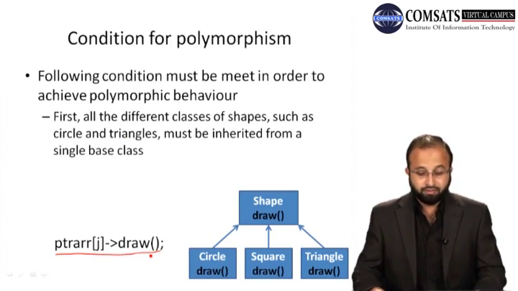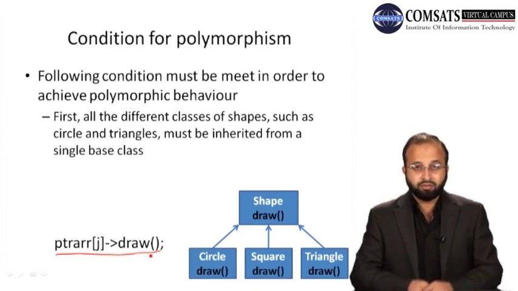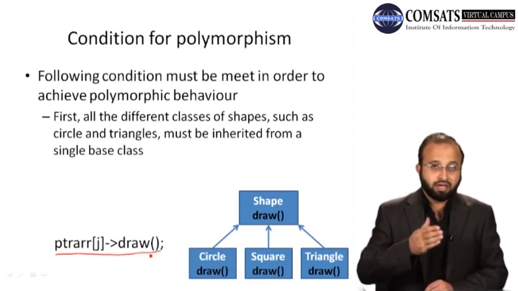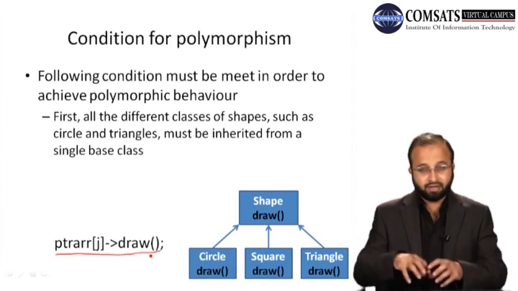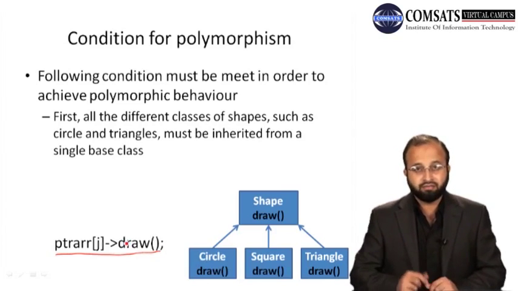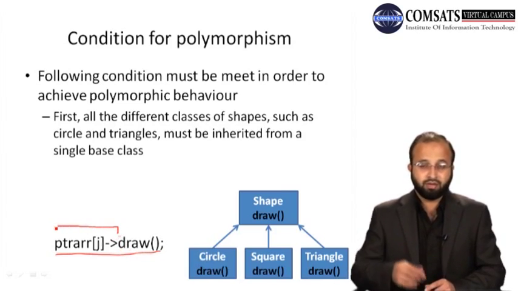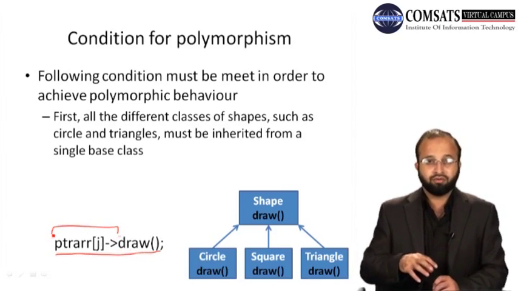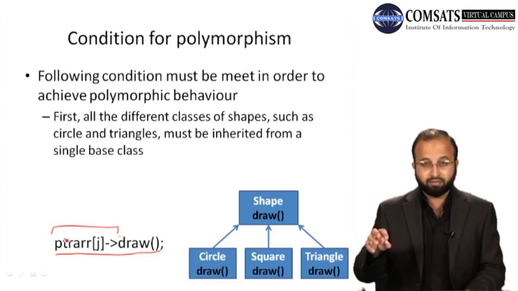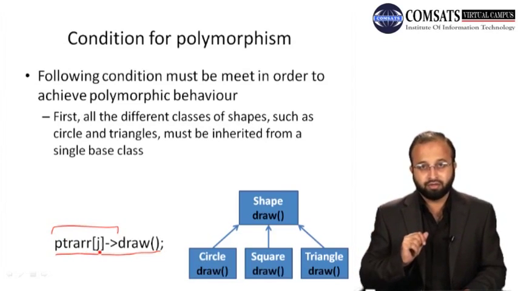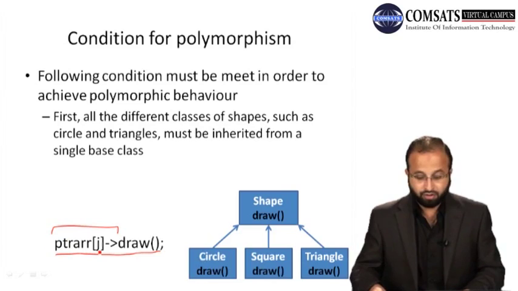First, all the different classes of shape such as circle and triangle must be inherited from a single base class. जितनी भी classes इसमें use हो रही हैं, जिन classes के आप ऑब्जेक्ट बनाना चाह रहे हैं और अरे में रखना चाह रहे हैं उनके एड्रेसेस, and then in the loop you execute the same function. उन तमाम ऑब्जेक्ट्स जो हैं वो ड्राइव क्लासेस के ऑब्जेक्ट होंगे और वो तमाम क्लासेस जो हैं वो एक बेस क्लास से ड्राइव की गई होंगी. ठीक है, that is the first requirement like this.